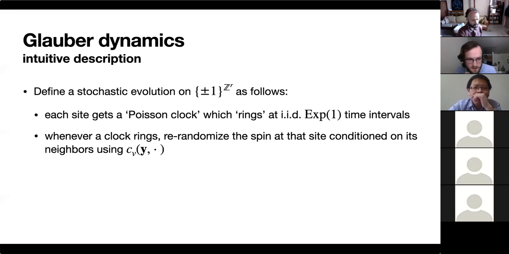The dot is just to indicate that it's a function of plus or minus 1. That was exactly the conditional expectation that the Gibbs measure is supposed to have, right? Conditioned on y, where y is the state of the system immediately before re-randomizing, so immediately before the clock rings. Okay, so that's how you evolve a microstate.